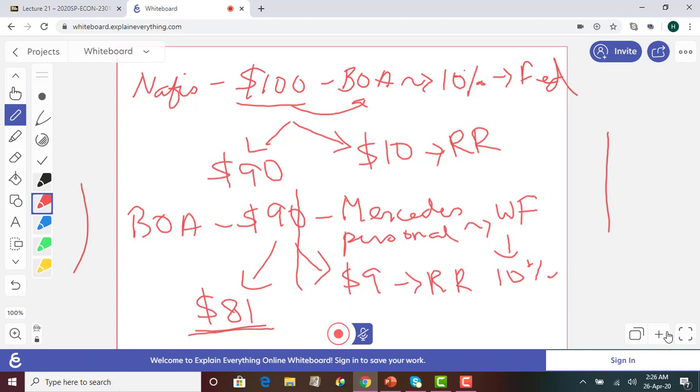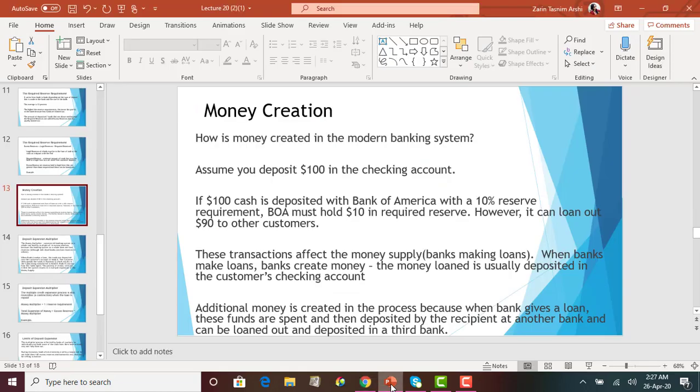So there is a multiplication. The money is used again and again, although because of the required reserve, the amount of money decreases. Initially it was 90, now it's 81. Next time it's going to be even less, but it still goes on. The process continues, and the money supply is multiplying. That is how we are creating money supply in the economy. These transactions affect the money supply. When banks make loans, banks are actually creating money. The loans go to people's accounts, and people use that money to buy things. So it is creating money.